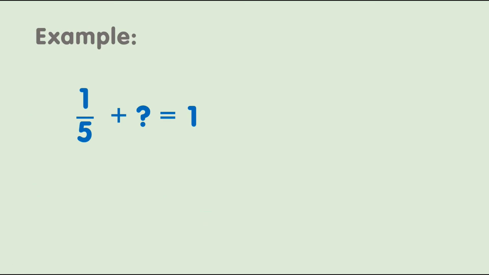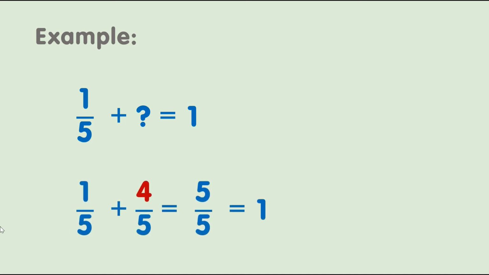We have 1 out of 5 and we need to add it to a number that equals 1. Okay, so again, we do not touch the denominator. Now, what do we add to 1 in order to have 5? We add 4. So 4 out of 5 plus 1 out of 5 equals 5 out of 5. And 5 out of 5 always equals 1.